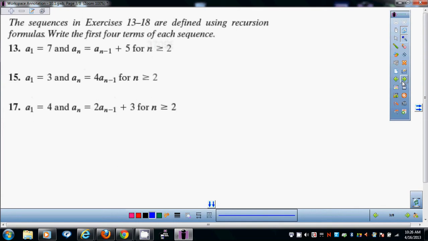Number 13. A sub 1 is 7. It gives it to you. All recursion formulas have to give you a starting point. So, number 13, A sub 1 is 7. Then now all we have to do, all this mumbo jumbo here, just says add 5 to your previous term. So what would this next one be? What would the next one be? What would the next one be? That's all these recursion formulas are.